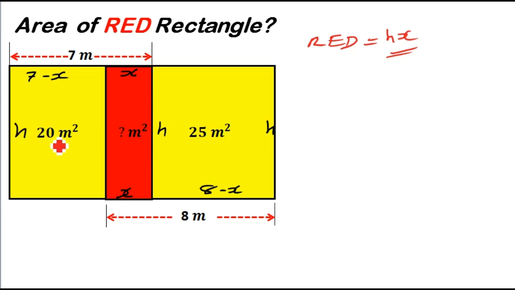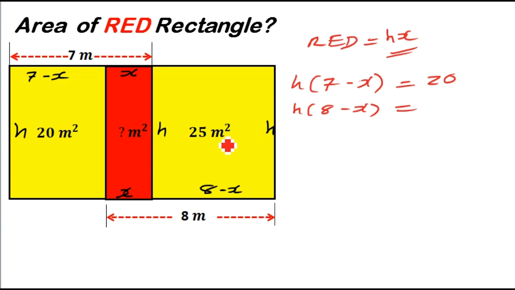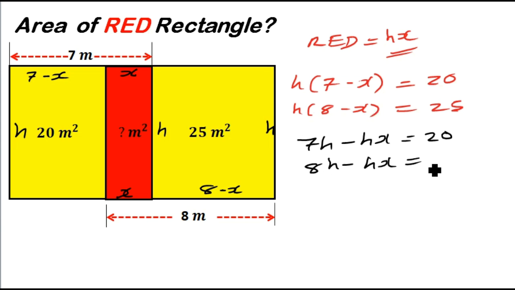Now if we start with this area of 20 meters square, the area of this is length times width, that is h into 7 minus x, giving you an area of 20. Then again in this region, h times 8 minus x is giving you an area of 25. Now if you open this bracket, h times 7, that is 7h, minus h times x, is hx, equals 20. Then h times 8 is 8h minus h times x, is hx, equals 25.